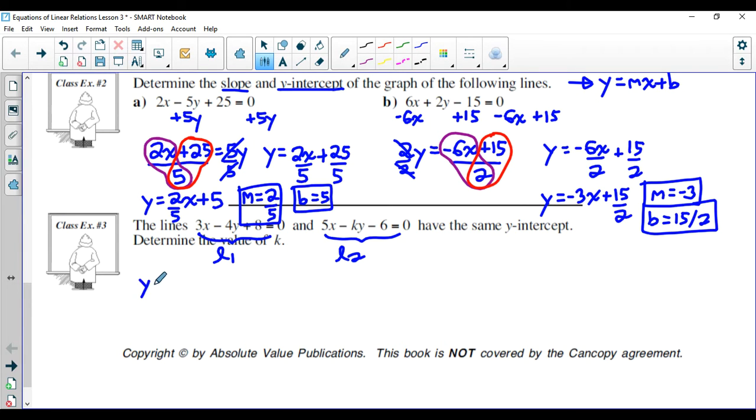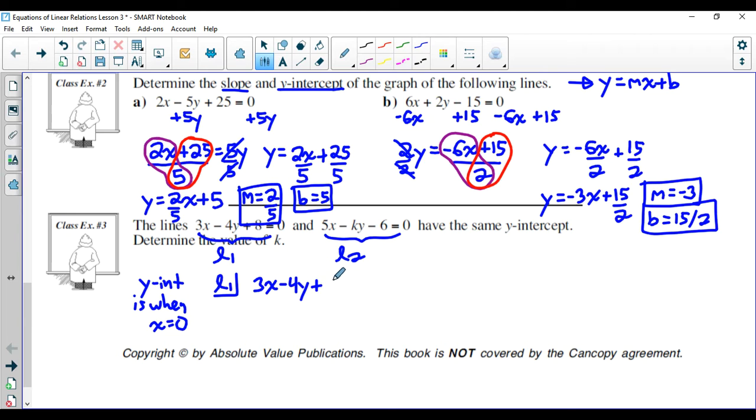Okay, so let's try to figure this out. What does it mean to calculate the y-intercept? So the y-intercept on a graph is when your value of x is equal to 0. Okay, so let's start off with line 1. Let's try to figure out what the y-intercept is.